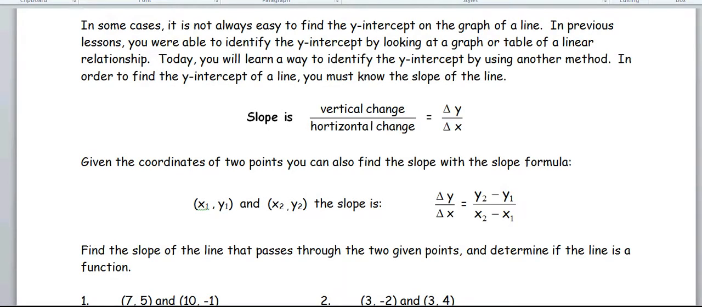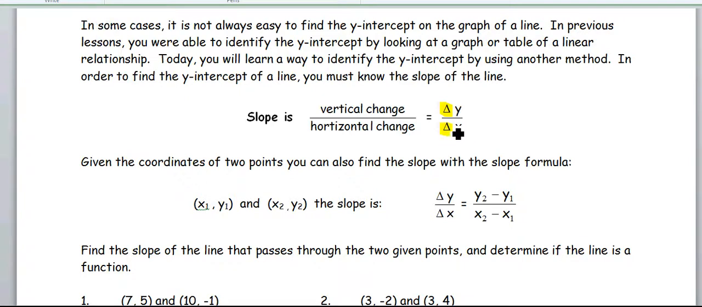Today we're going to continue our look at slope, and as we've already discussed, slope is vertical change over horizontal change. We make a fraction out of it. I want to highlight for you a symbol that we're going to use. This symbol is called a delta. It is a Greek letter, and when we see that delta, it means change. So when we read this, we're reading the change in y divided by the change in x.